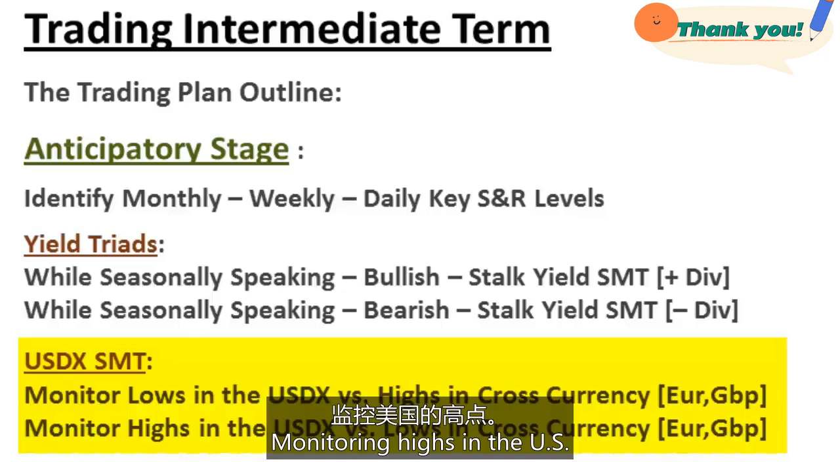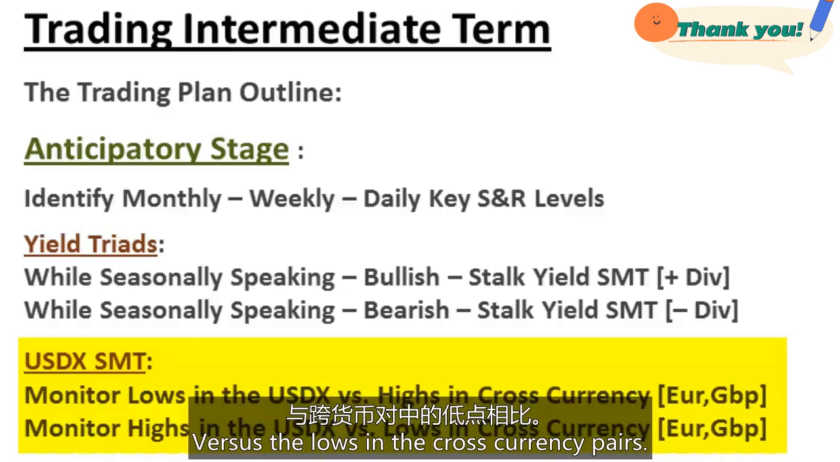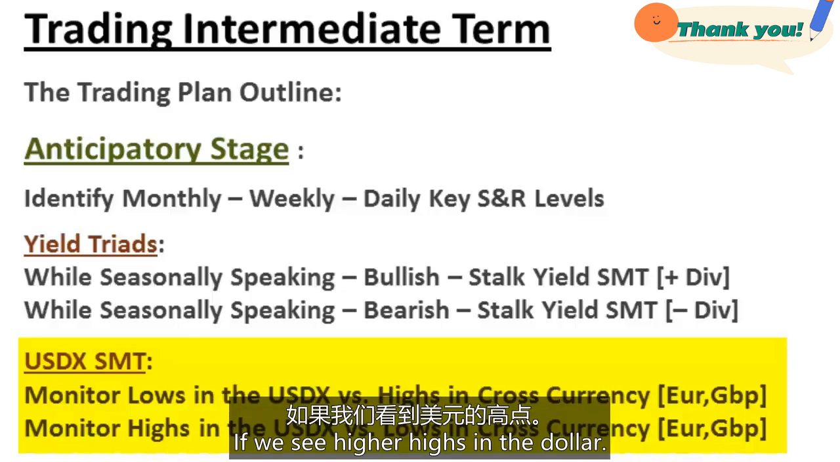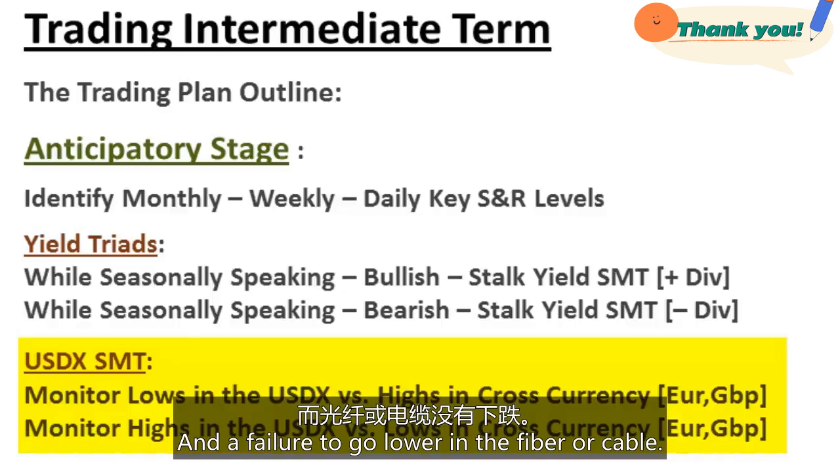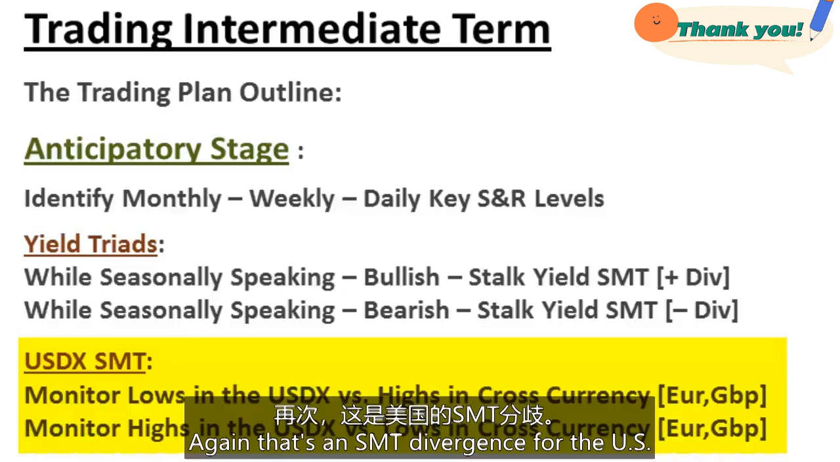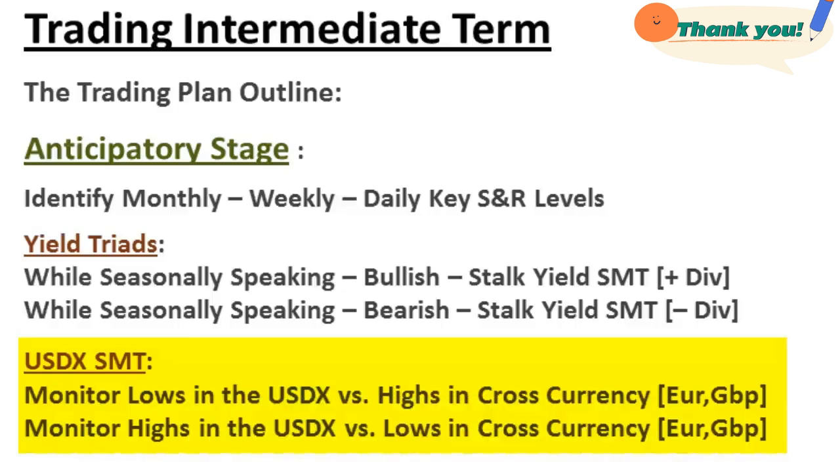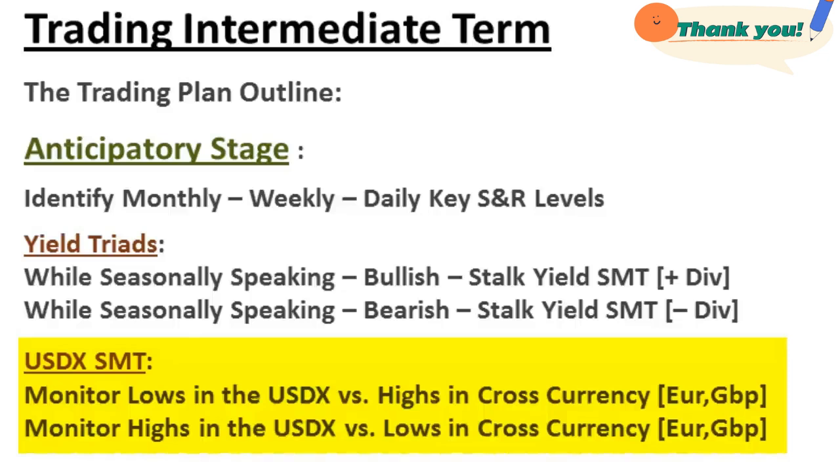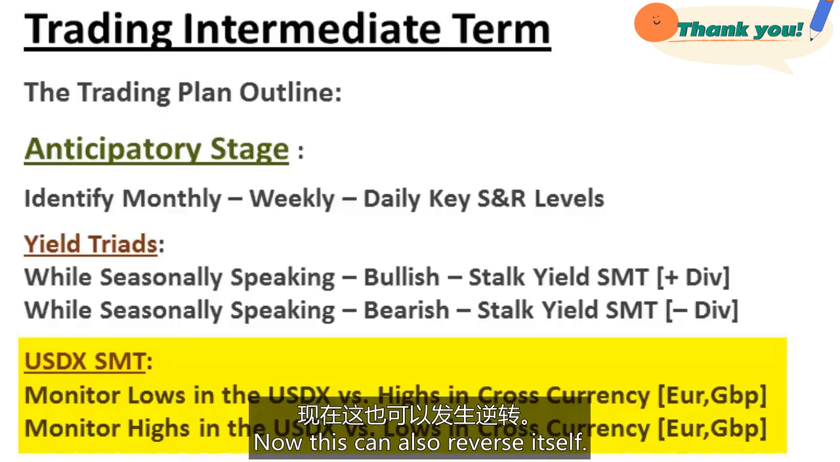Monitoring highs in the US dollar index versus the lows in the cross currency pairs, okay, fiber and cable. If we see higher highs in the dollar and a failure to go lower in the fiber or cable, again, that's an SMT divergence for the US dollar index. And that may be a crack in correlation that may indicate something. Now, this can also reverse itself.